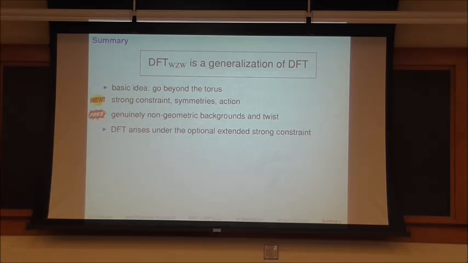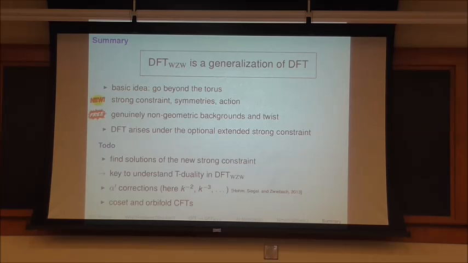So we are now able to treat these really non-geometric backgrounds in a more consistent way, and also are able to construct the twist of these generalized Scherk-Schwarz compactifications. There's another point I could not show you because I did not have the time, but we can also show that double field theory really comes out as a special case of the theory, when you put in something which is called the extended strong constraint.